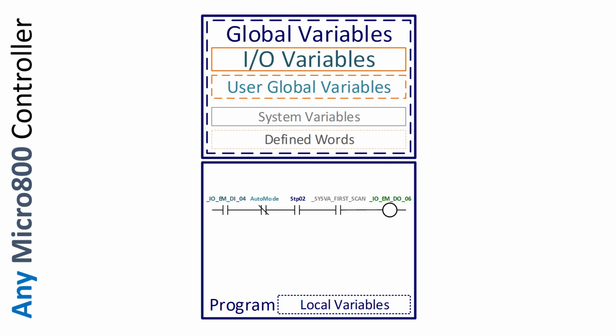especially like the auto mode. This says if you're not in the auto mode. Well, if you're not in the auto mode, then you don't want to execute this logic that's going to turn on output 6. So we have a total of 4 read type instructions.